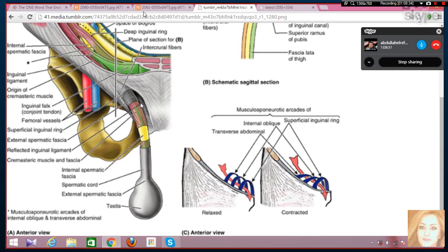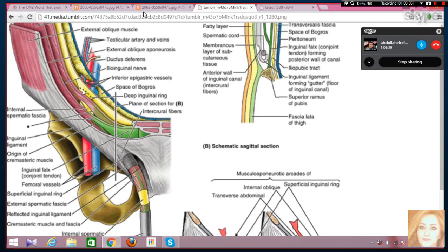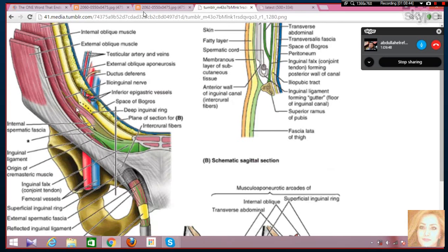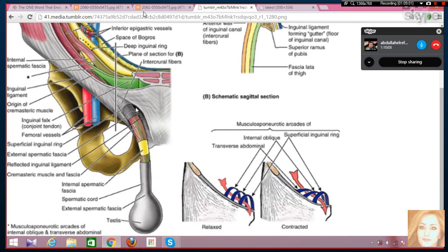Now look at the deep ring. Do you see these lines? This is the deep ring. Which muscle is this one? The transverse. Very good. So now it's the transverse abdominis which is split and it forms an opening. This is the deep ring. So the deep ring is because of the splitting of transverse abdominis. The superficial ring is because of external oblique.